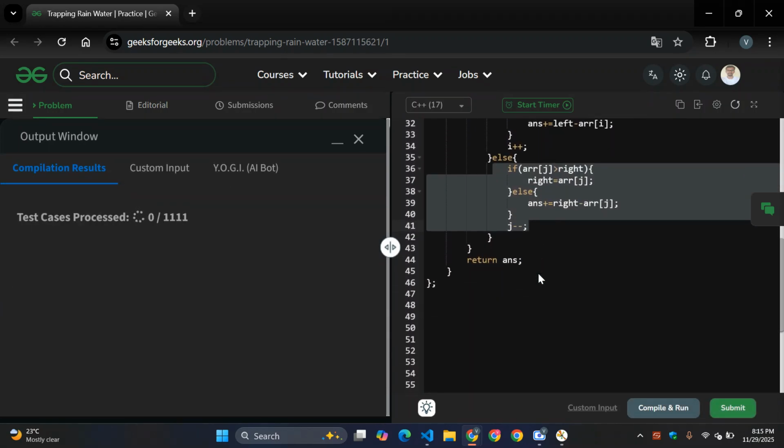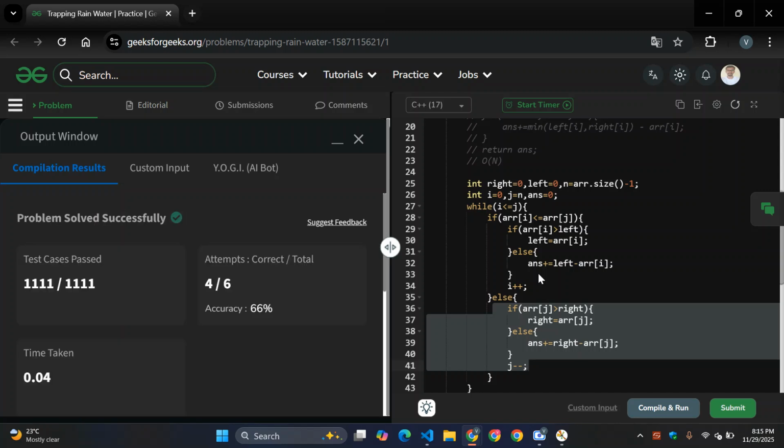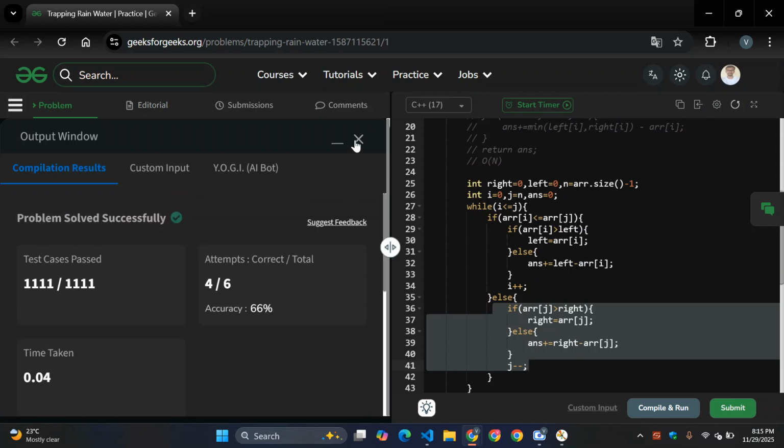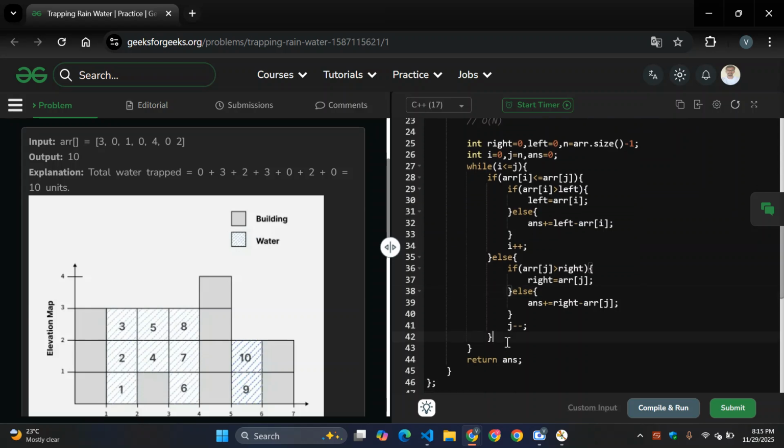So I'm just submitting it. Might be some of the tests. Okay, fine, it's working fine, I thought. Here the time complexity is O of n and space complexity is constant, so O of 1. It's fine in total. Okay then.